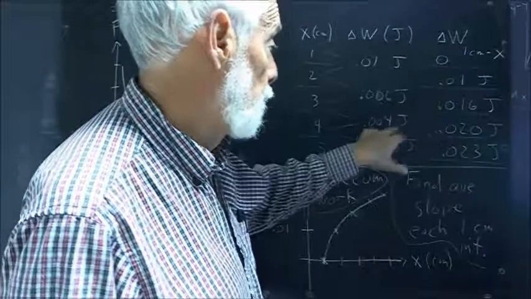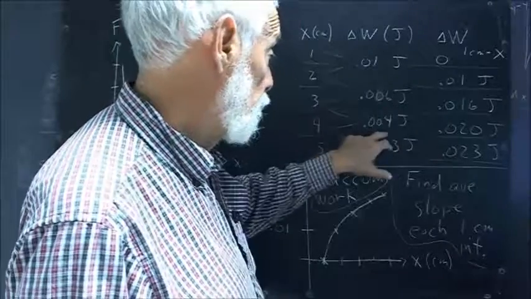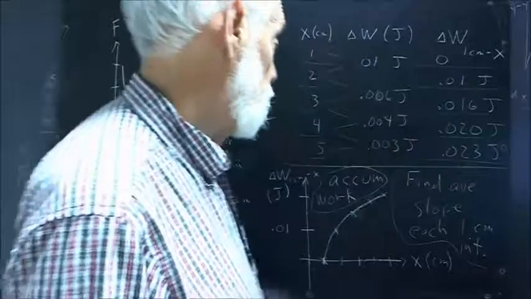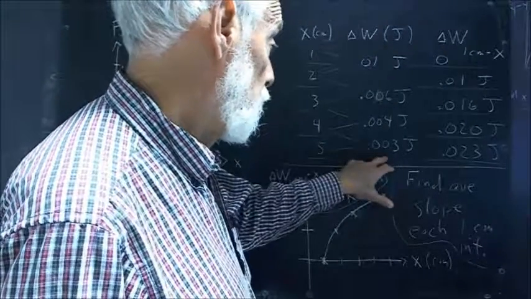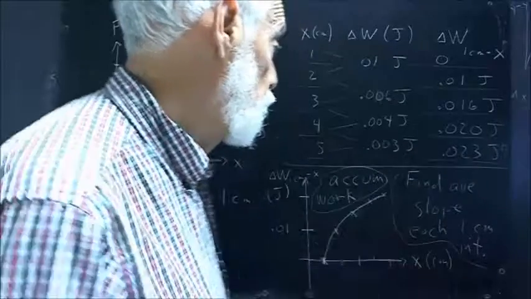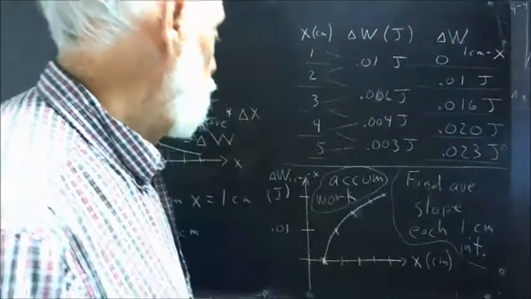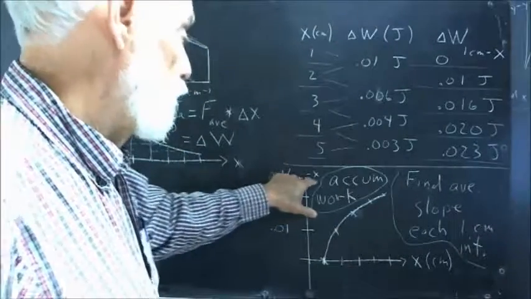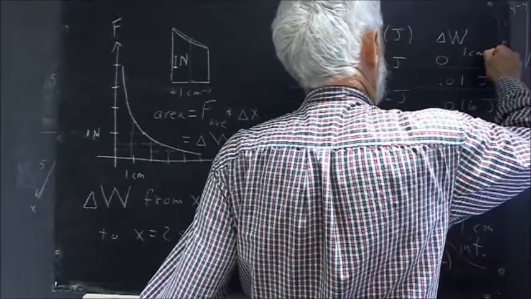From 1 to 4, we get the 0.020 joules, adding the 0.004 joules to the work done up to the 3 centimeter position. We get the work done up to the 4 centimeter position. Then adding the work done between the 4 and 5 centimeter position to the work done up to the 4 centimeter position, we get the 0.023 joules. And this results in a graph of the work done from the 1 centimeter position to the position X.